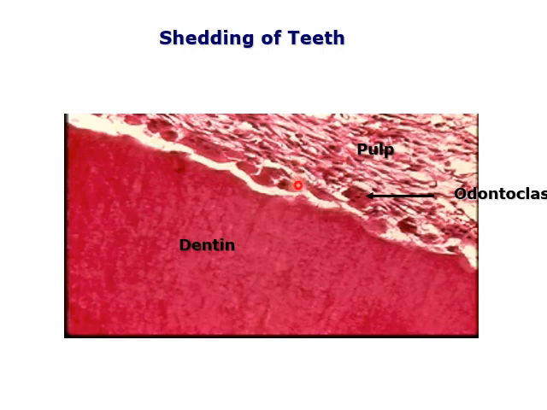This is the histological picture showing the dentin surface, and this is the Howship's lacunae of these odontoclast cells present on the surface of the dentin and causing resorption of this dentin, and this is the pulp adjacent to the dentin.